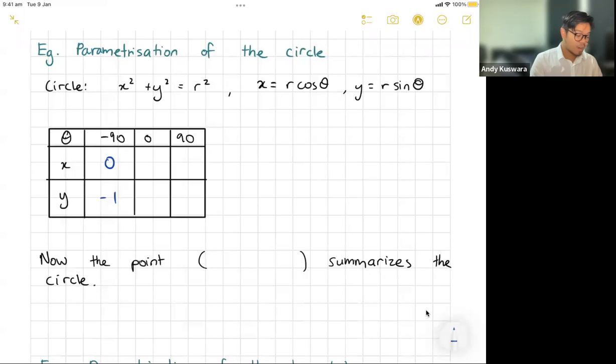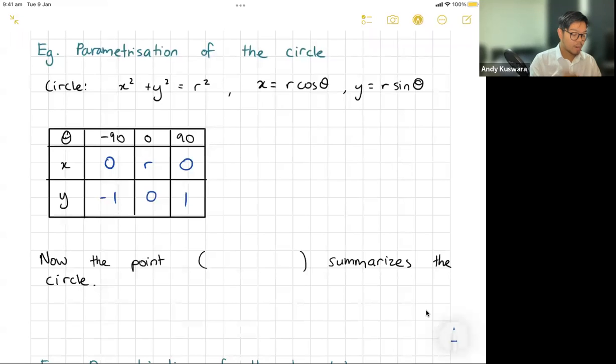Okay, now if it was 0, r cos 0, if you put cos 0 in your calculator, it's just going to give you 1. So it's just going to be r in this case. Here it's going to be 0. And this one here, if you substitute in r cos 90, again, you're going to get 0. But if you do r sin 90, you're going to get +1 this time. And that there is just a little bit of filling out the table.